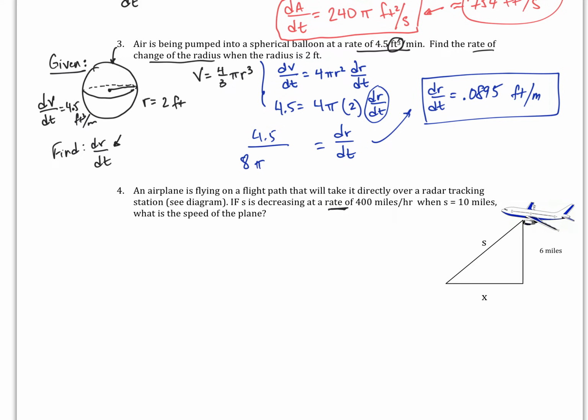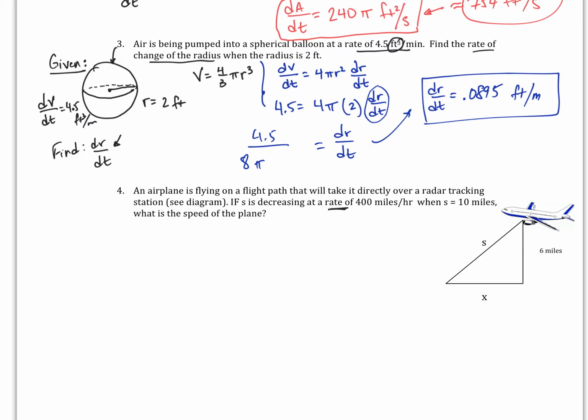If S, here's what S is right here, this is my S, and this is decreasing, and I have a rate that this is decreasing. So in other words, the plane is going this way, and this S is getting smaller. When S is 10, what is the speed of the plane? The speed is going to be on the x-axis, a horizontal speed is what I'm looking for. Okay, so that's what it's asking me to do.